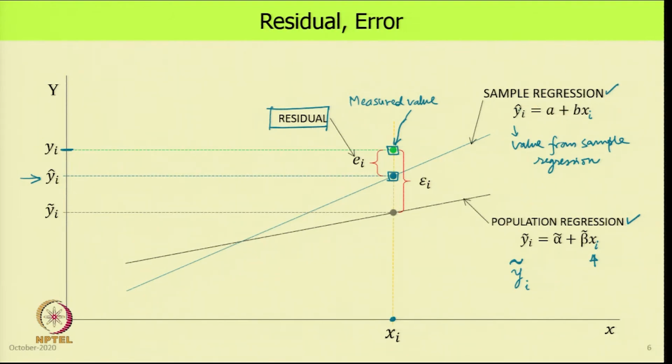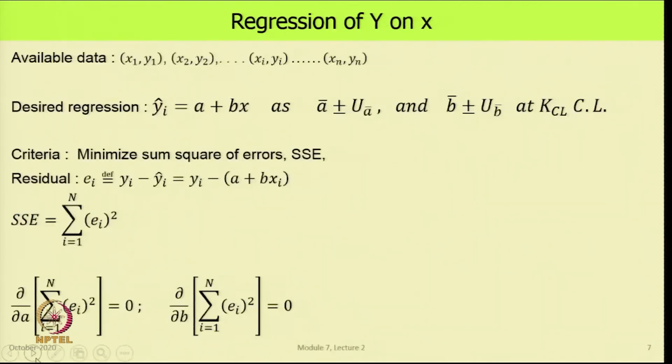So, hat denotes data coming from the sample regression, the tilde denotes data coming from the population regression, and this is our point. So, the difference between this value and this value, this entire thing, this is what we call epsilon I, and E I is an estimator of epsilon I. So, this is an important definition, and we will write down the expression for residual in a minute.